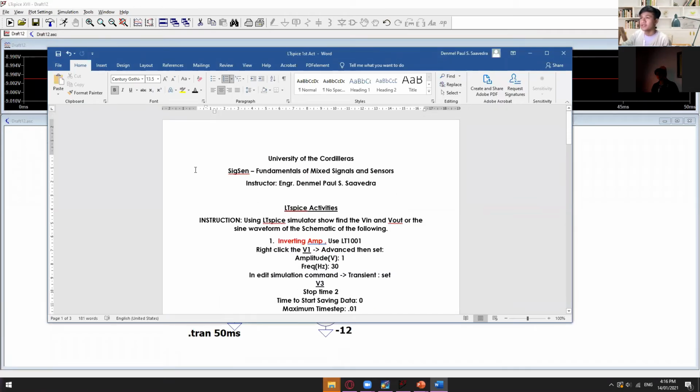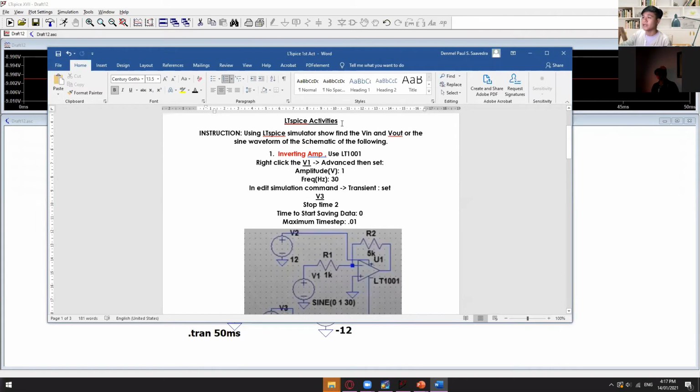What's written here is first activity, but I'll just change the name, because this is composed of 3 laboratories already. I'll send this, but it is composed of 3 laboratories. LTspice activities, instruction: using the LTspice emulator, show and find the V out, or design the waveform of the schematic of the following. Before, I required V in as well.